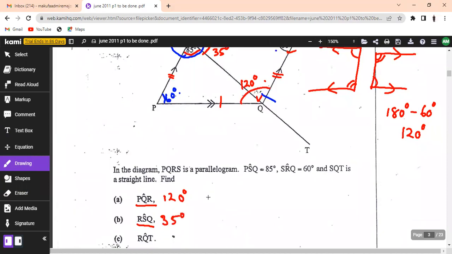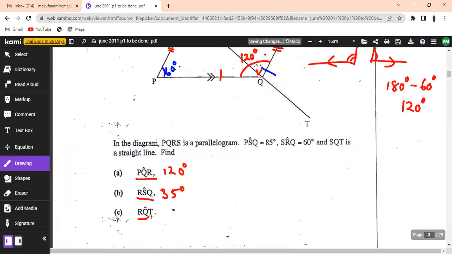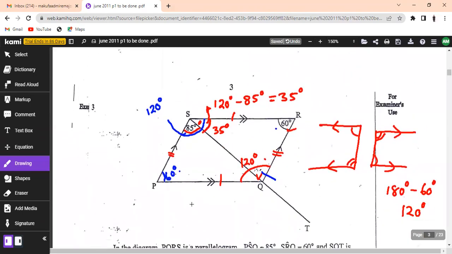All right, let's see RQT. So we've got RQT, which is this angle here. Let me remove this part here. So this is your RQT, from R to Q to T. This is the angle that we are supposed to calculate here. So what can we do, guys? Which concept can we actually use? I want us to see something here.